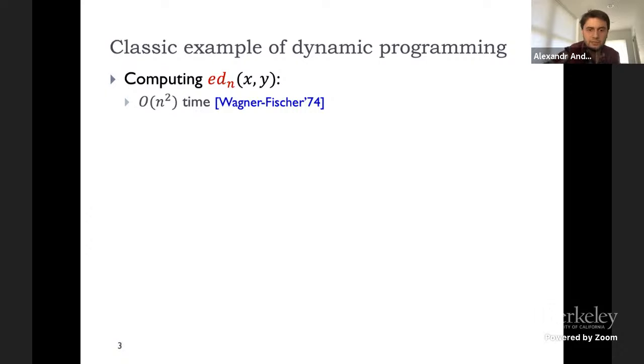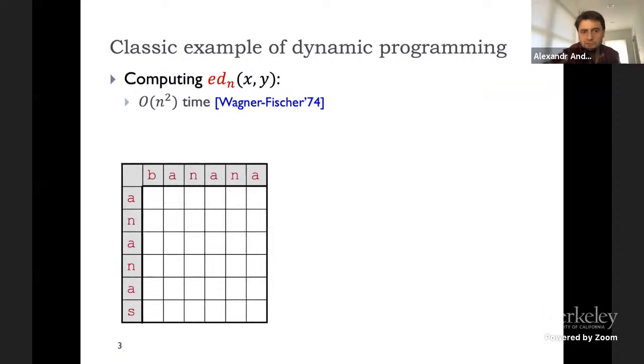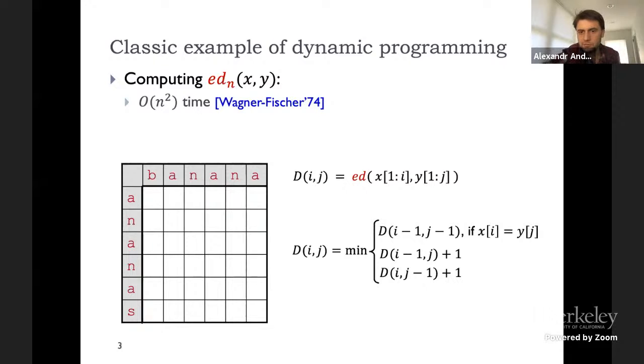So if strings are of length n, we can solve it in n squared time. As you can see, this is a close to 50 years old result. And what you do, you basically build a table, a two-dimensional array, and there is some kind of recursive formula to fill it out. This is the formula.